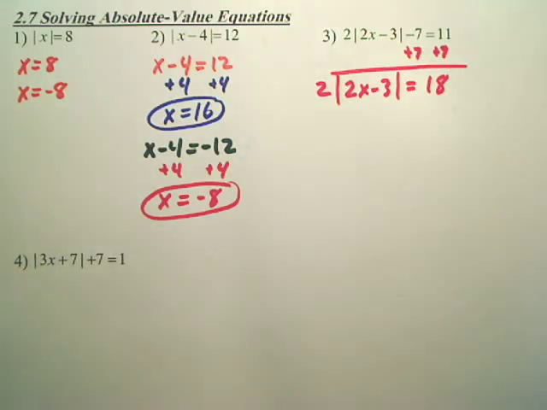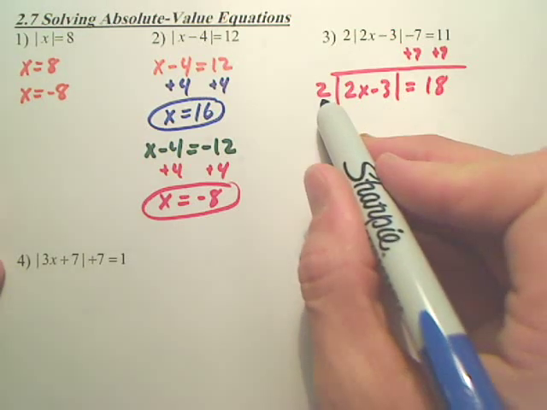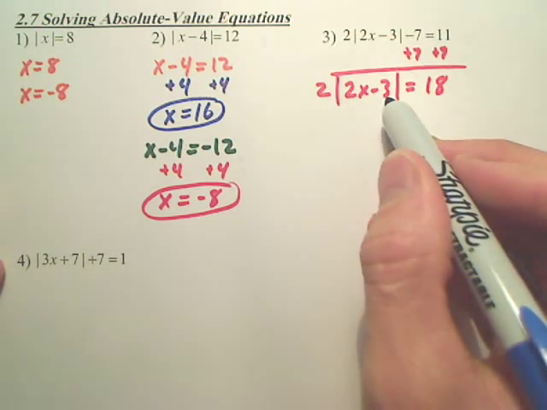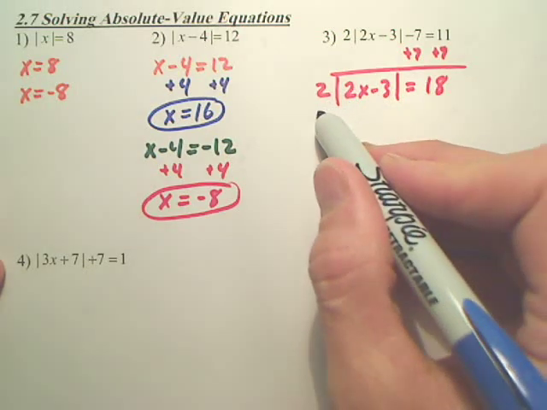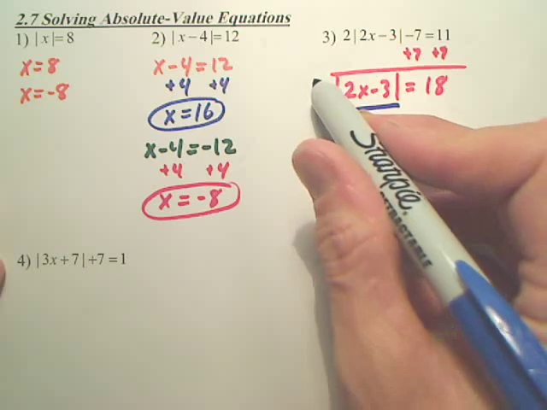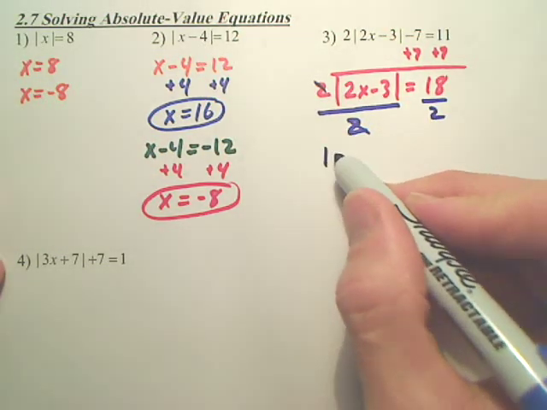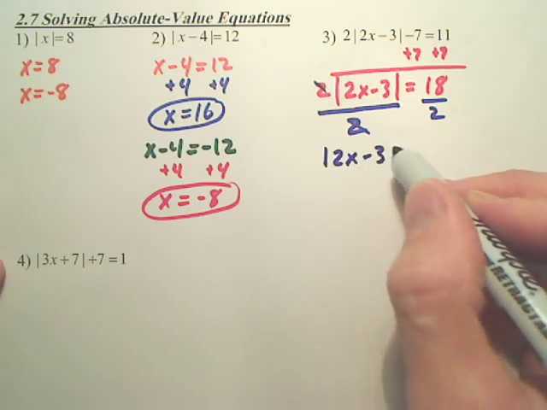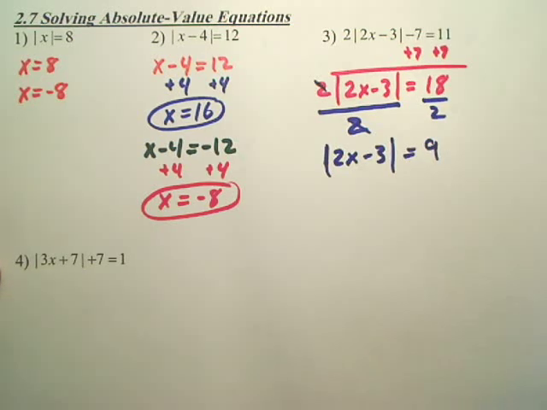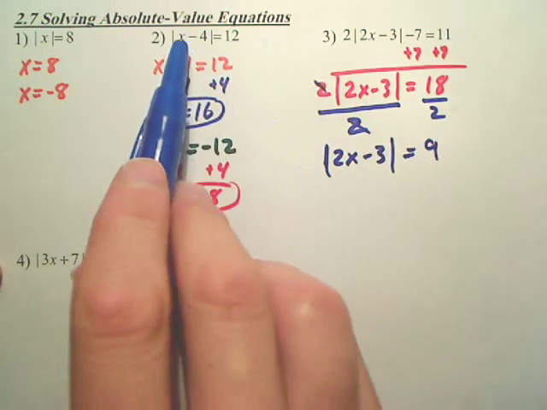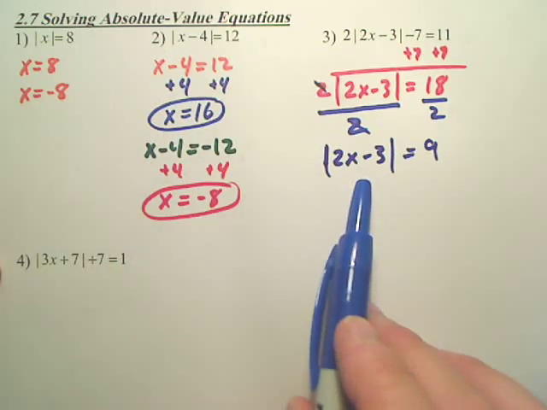Now, the absolute value still is not by itself. That 2 means 2 times the absolute value of blank. So how do you undo a times? Divide. So now I'm going to divide by 2. Those will cancel. I now have the absolute value of 2x minus 3 equals 18 divided by 2 is 9. Does this problem look a lot like this one? Yes, the absolute value is isolated.